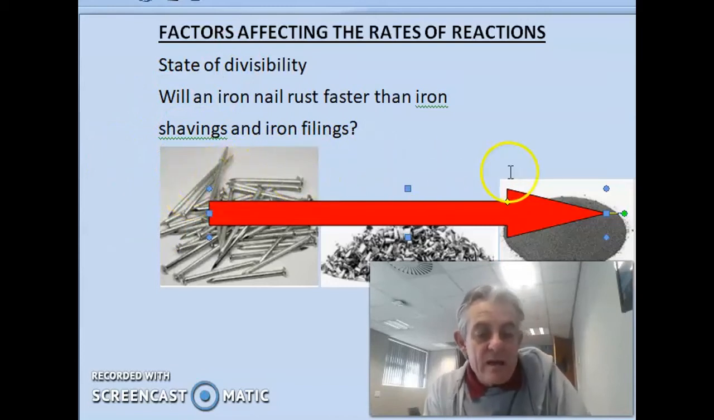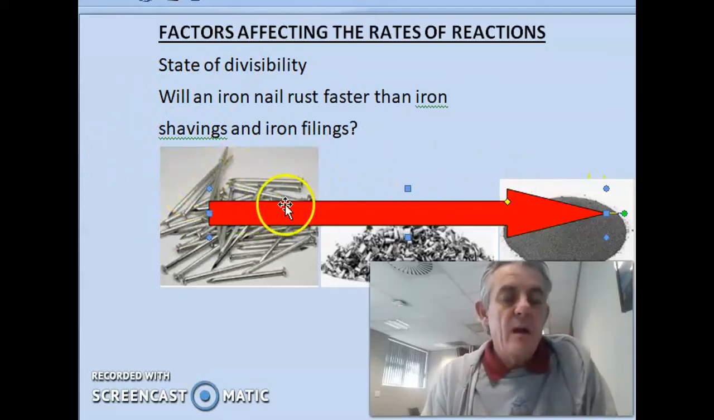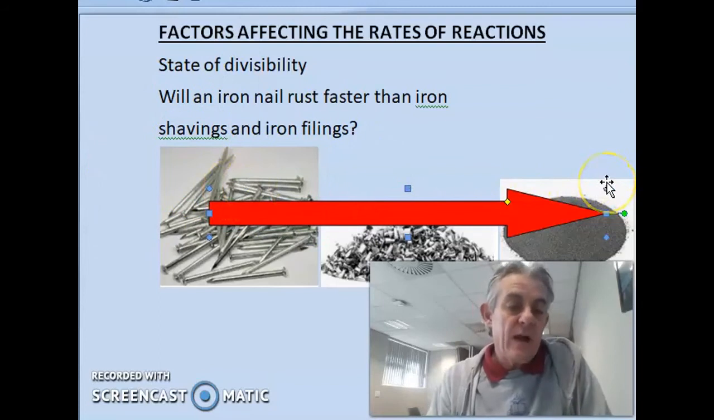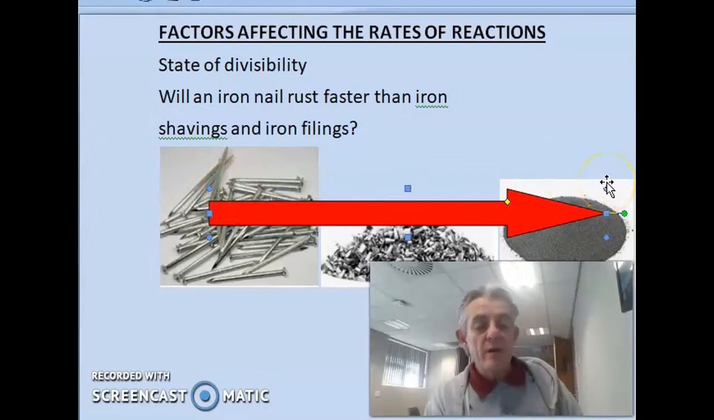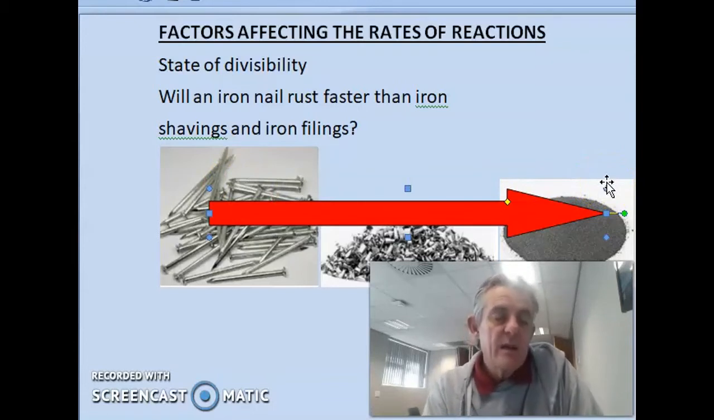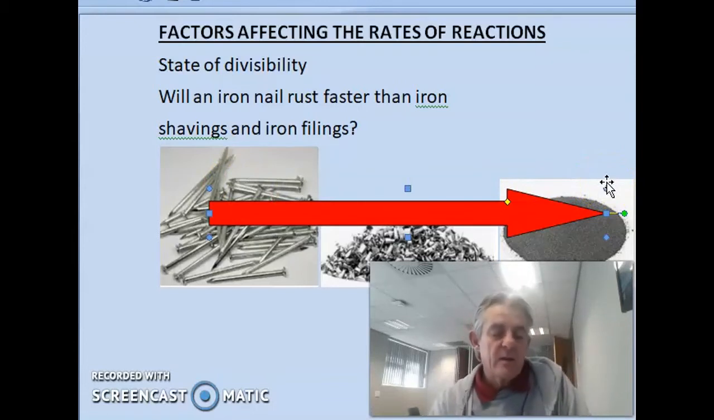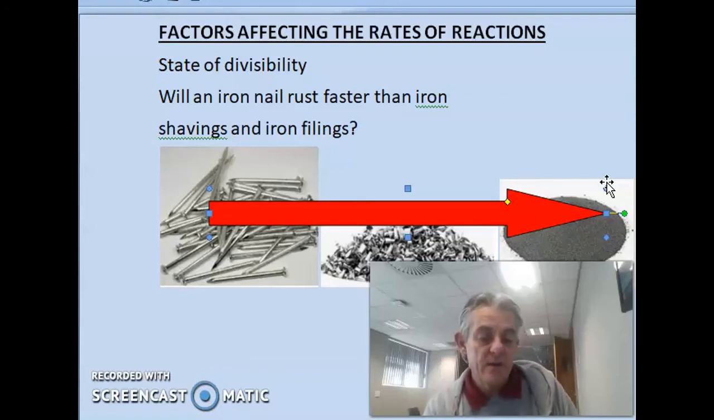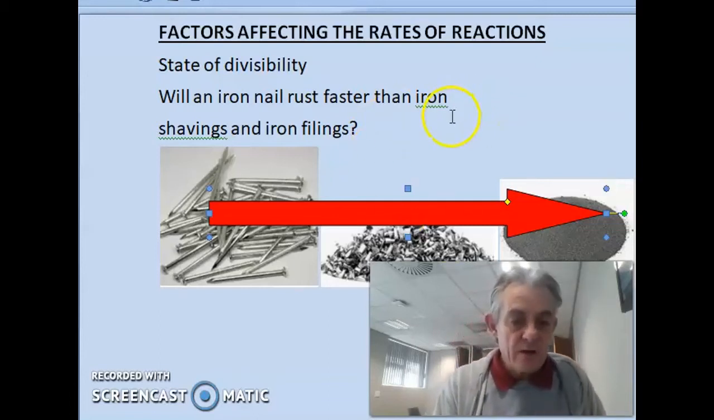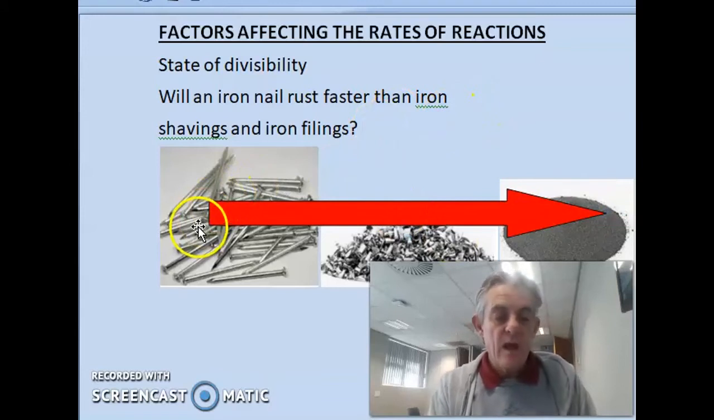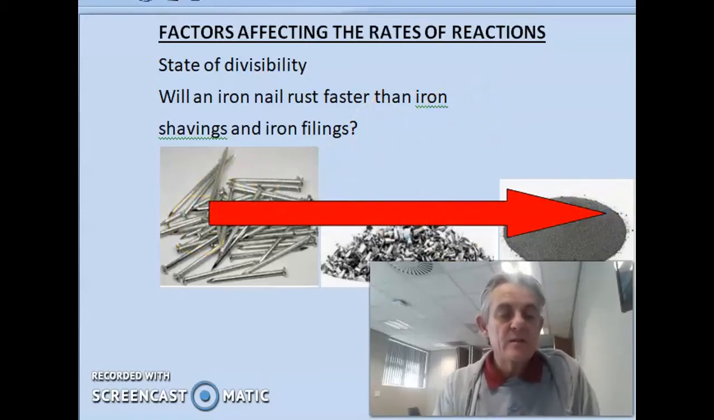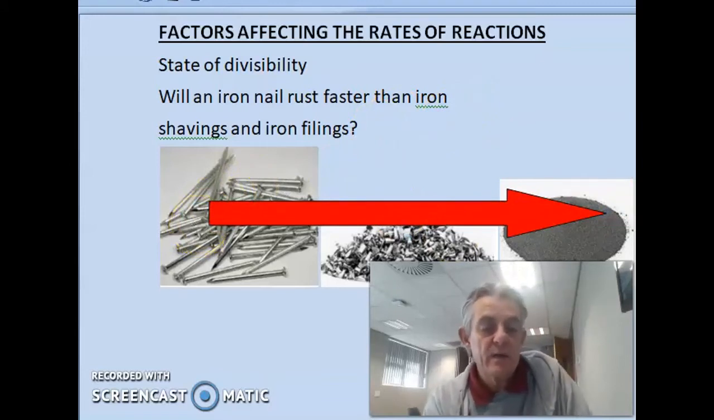It is increasing from iron nails to the iron filings, and the smaller the pieces are, the more the surface area over which the oxygen can react with the iron is increased. There are more surfaces on which the oxygen can begin to rust, and so the reaction will happen faster, from iron nails being the slowest to iron filings being the fastest.